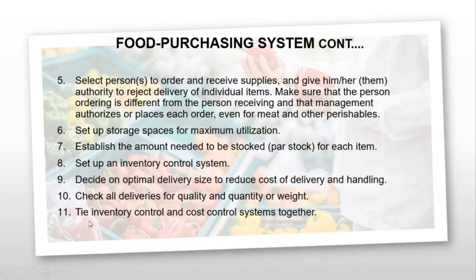Okay, last but not least is tie inventory control and cost control system together. Jadi maksudnya you kena bersamakan inventory tadi, yang cakap keluar masuk, bahan yang keluar, bahan yang masuk, bahan yang hilang, dan juga cost control system together. Inventory mestilah bersama dengan cost, right? So that you baru tahu berapa banyak item yang dah keluar, cost dia berapa. Berapa banyak bahan yang rosak, ataupun expired ke apa, berapa cost dia. So that's why inventory and cost control must be together.